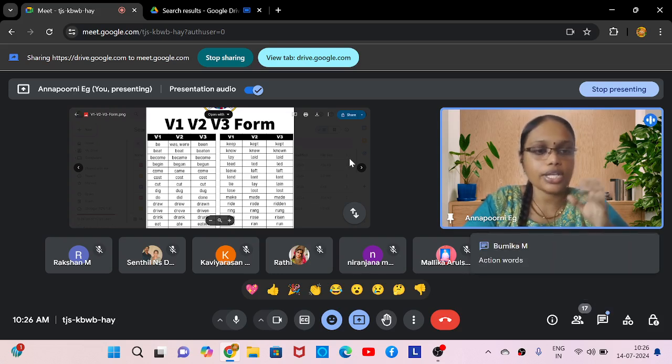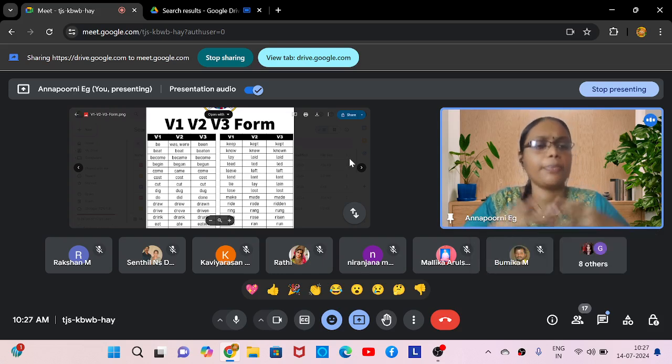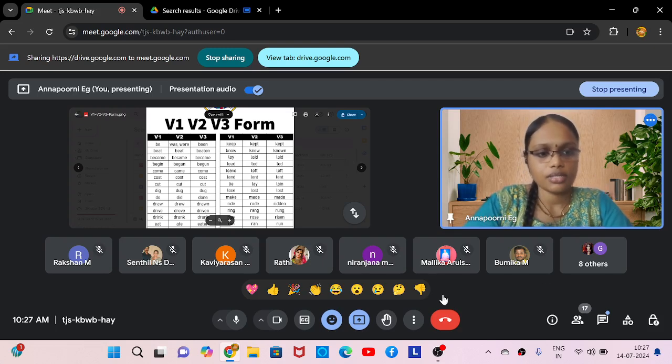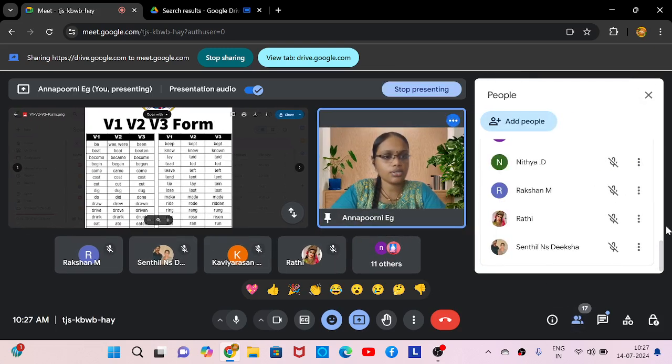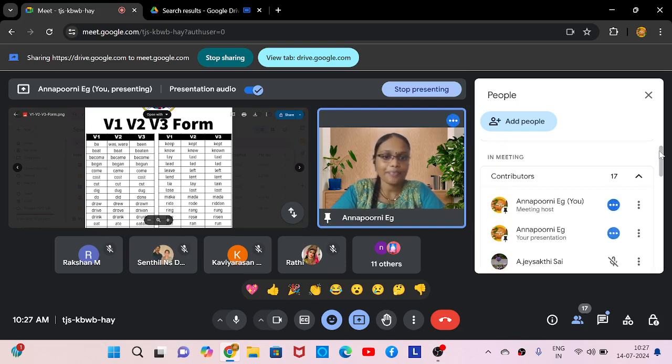Now each one of you can give. Yes, you are correct, Bhumika. Action words are called verbs. There are a lot of actions that we do every day, plenty of actions, right? I am not telling the names first, because I want each of you to come forward with one verb. Once we do this, you will get a clear picture about what is a verb.